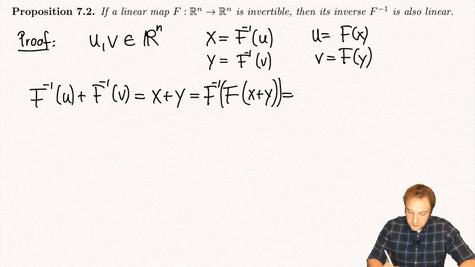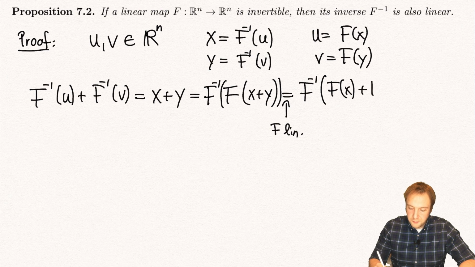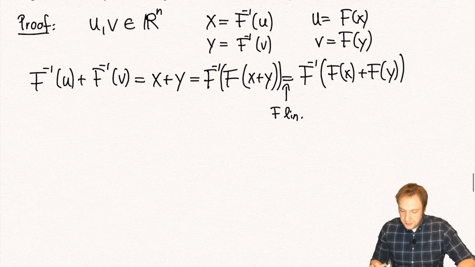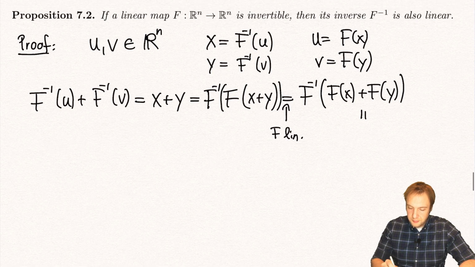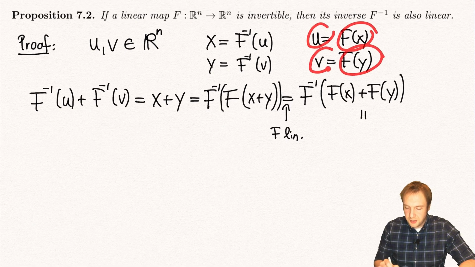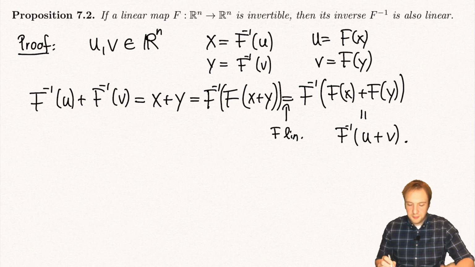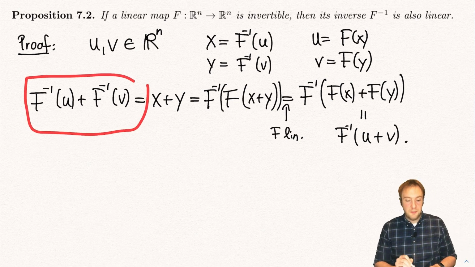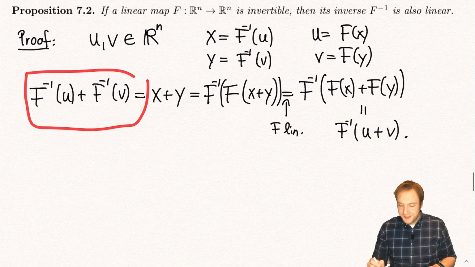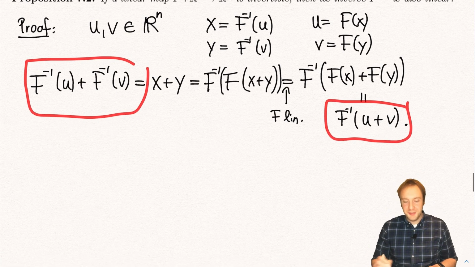Now we can use that f is linear. So inside this f inverse, I can write f of x plus f of y. And this, because f of x equals u and f of y equals v, is just the same as f inverse of u plus v. And this is what we wanted to show: f inverse of u plus f inverse of v equals f inverse of u plus v.